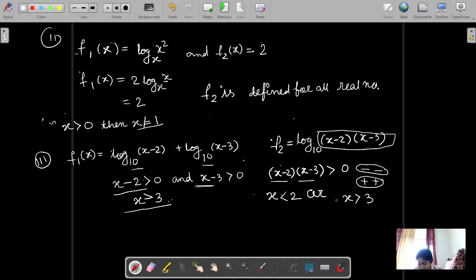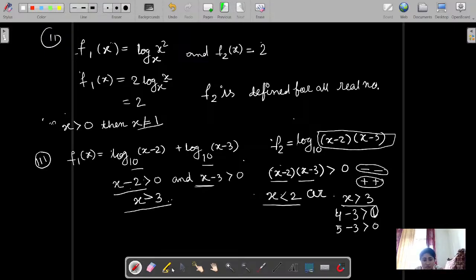So if I take like x equals to 4, 4 minus 3 is equals to 1, so it is greater than 0. And if I take 5 which is greater than 3, I will get here also greater than 0. So I can choose one of these conditions. Either I can choose x less than 2 or I can choose x greater than 3.